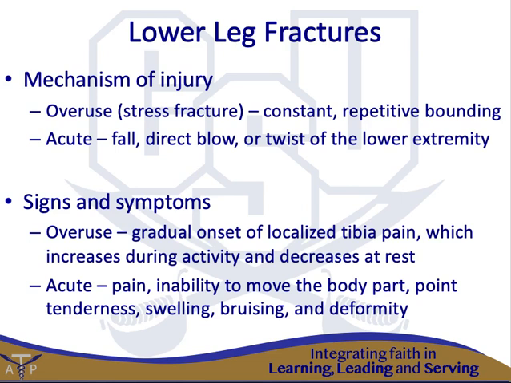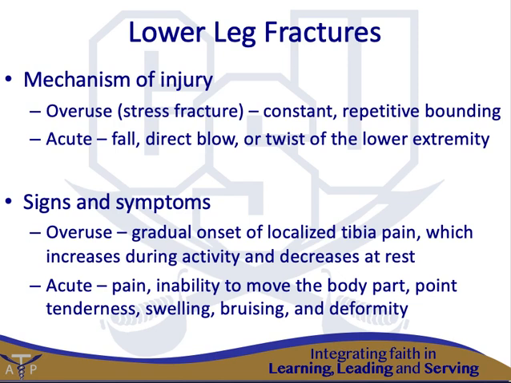Signs and symptoms for an overuse type of injury. So for stress fractures, we will have gradual onset of localized tibial pain. This pain increases during activity and decreases at rest. They may have point tenderness, and the athlete may walk with a limp.